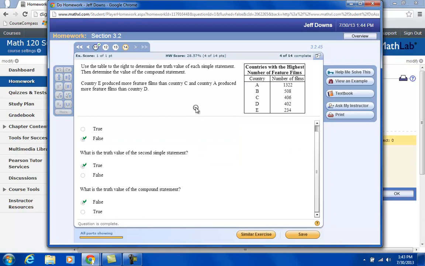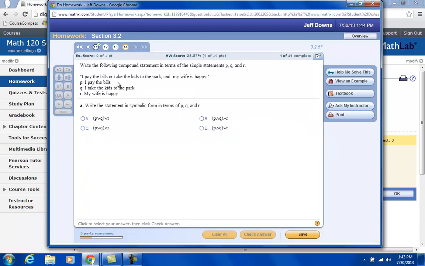Looking at 14. It says, write the following compound statement in terms of the simple statements P, Q, and R, where P is I pay the bills, so I pay the bills, that's our P, or take the kids to the park. I take the kids to the park is Q, so it's P or Q. And my wife would be happy. My wife is happy as R. So it's P or Q and R. Notice how they're separated with the comma there. That means the P or Q would be together. Then the and R is going to be separate. So it looks like it's C here. P or Q and R.